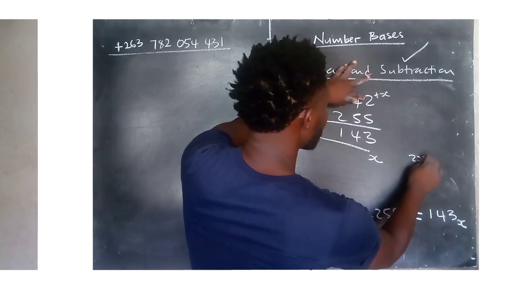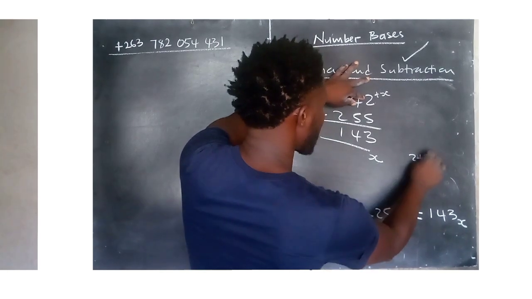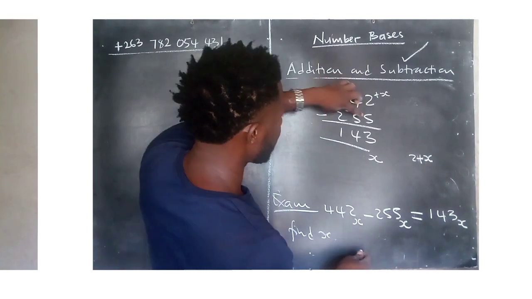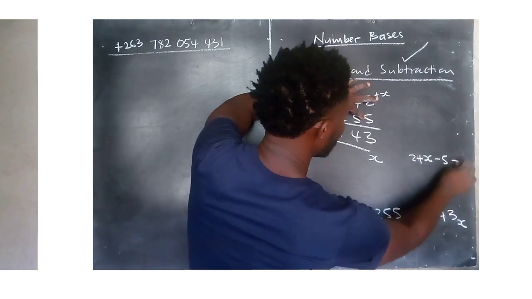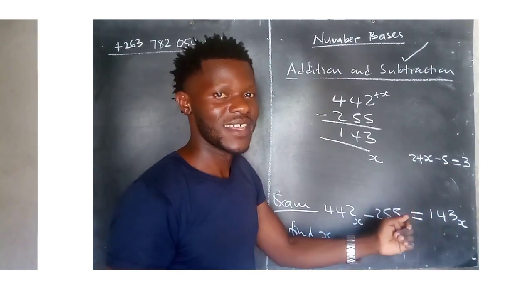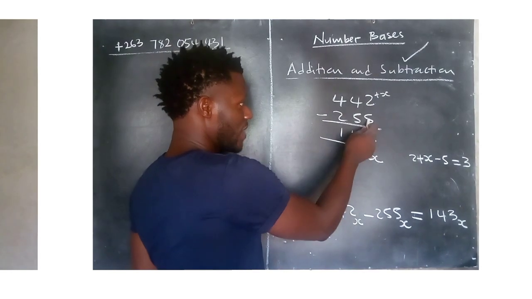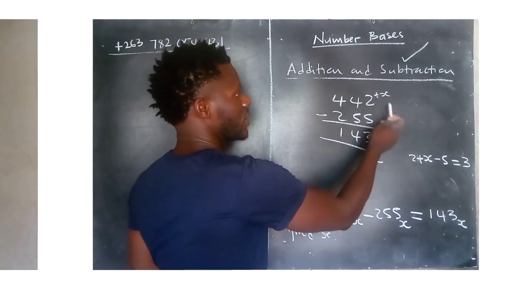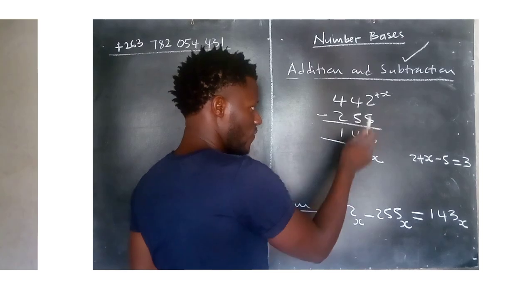2 plus x, subtracting 5, will give us 3. And then we have this equation, then we solve. A simple example is that 2 minus 5 was impossible, so we add the value of the base. 2 plus 6 subtracting 5 will give us 3.